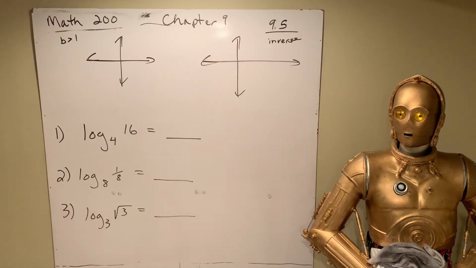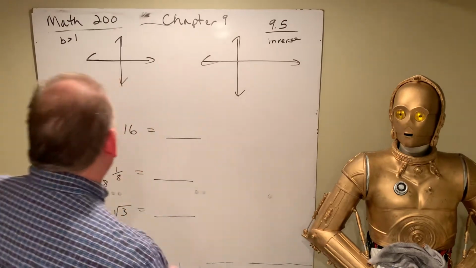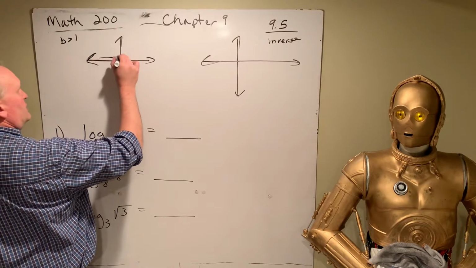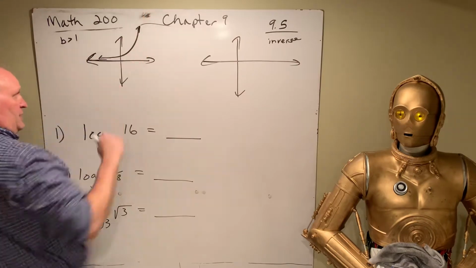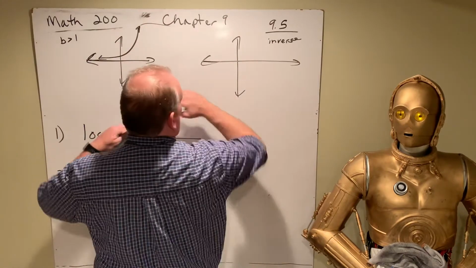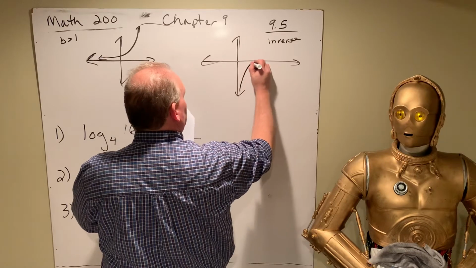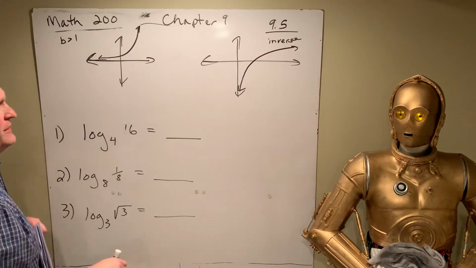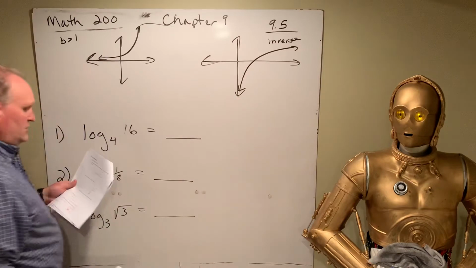Okay, we're on 9.5. We're looking at log functions. So when we have exponential growth, it looks like that. B is greater than 1, so it's exponential growth. If I wanted the inverse of that, remember that would be a reflection over y equals x. So it would approach the y-axis instead of the x-axis. It would look like this. This is referred to as a logarithmic function. So that's exponential growth, and that's a logarithmic function.